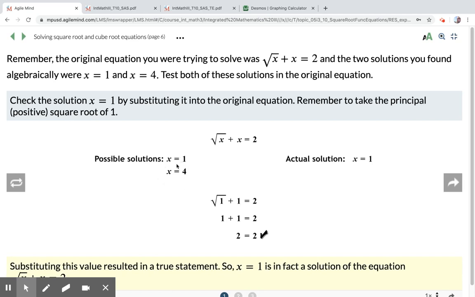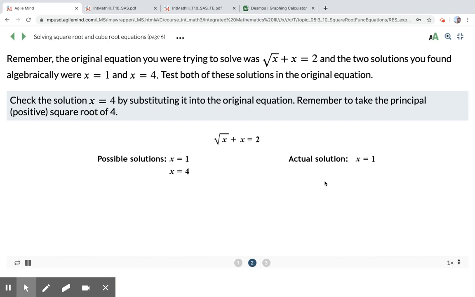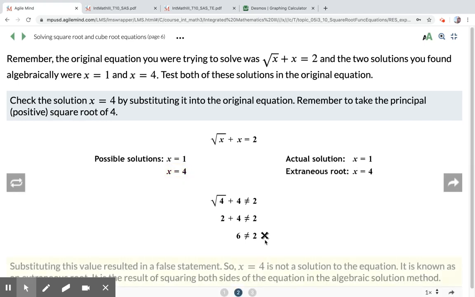So I'm going to plug in that 4 to the original. So now I have the square root of 4 plus 4. And of course, we know the square root of 4 is 2. And 2 plus 4 is 6. That is definitely not 2. So this means that x equals 4 is not a solution. It's an extraneous root. It's not an actual solution. This is why, guys, you've got to double check.